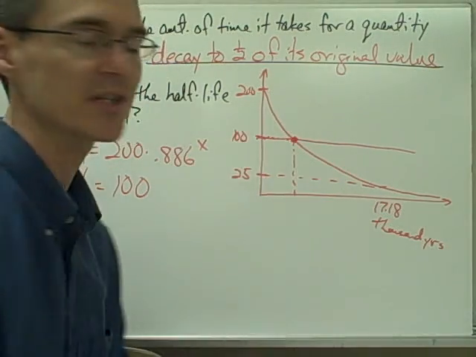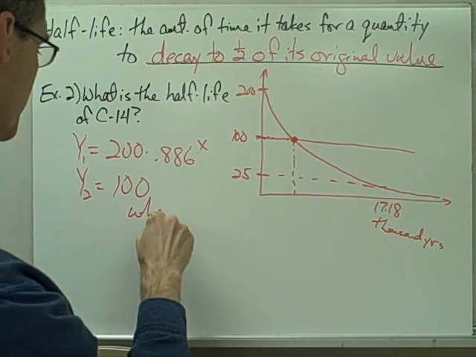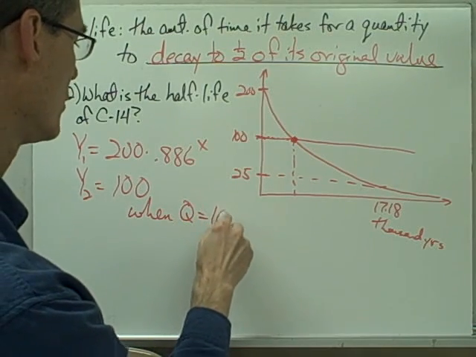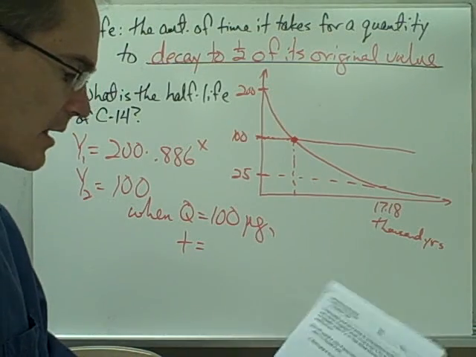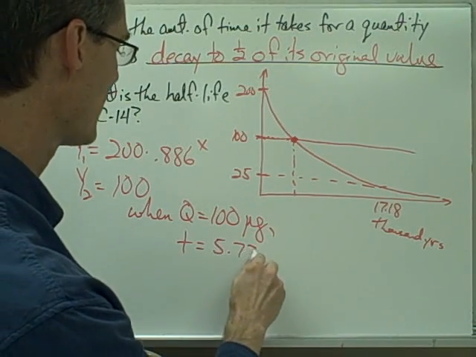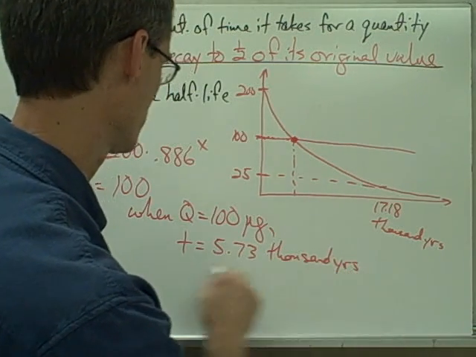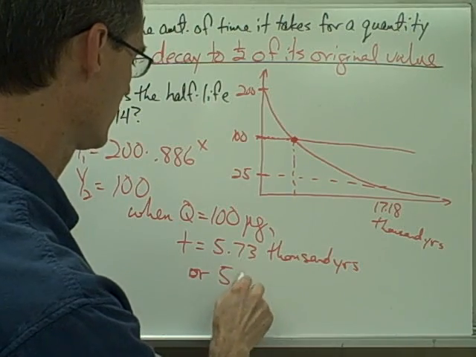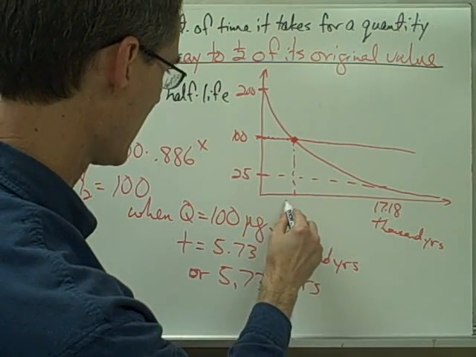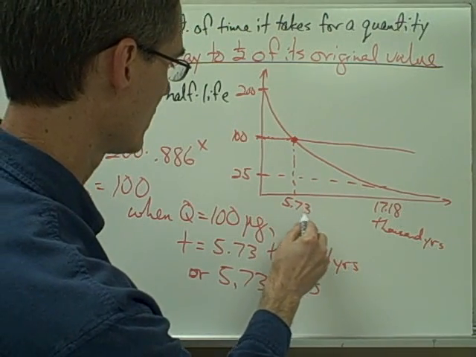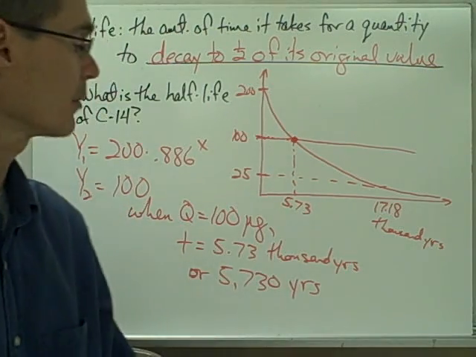And again, I use my intersect function on my calculator, and I find that when q equals 100 micrograms, t equals 5.73 thousand years, or 5,730 years. So 5.73 thousand years is this point right here, and that is the half-life of carbon-14.